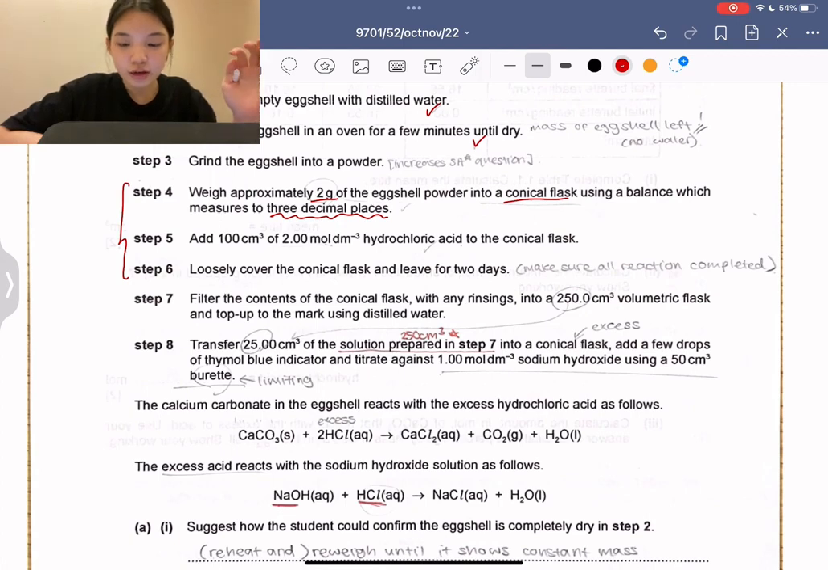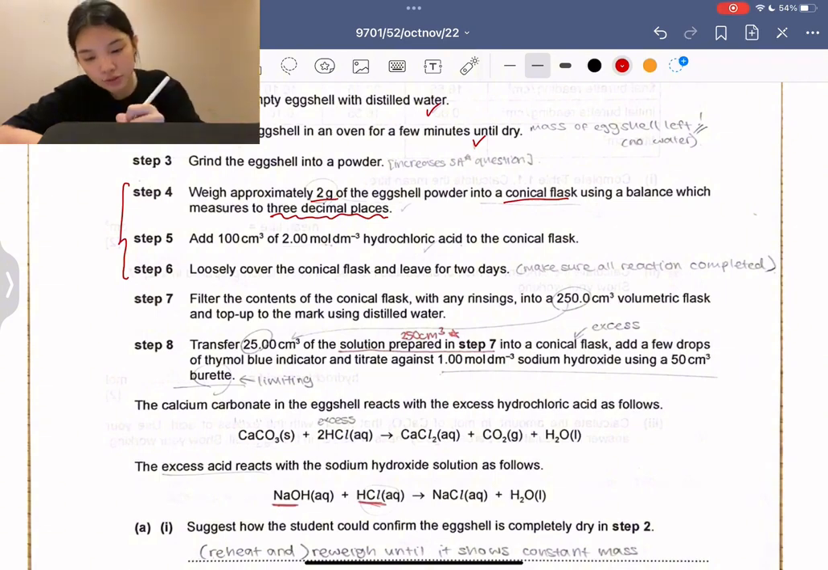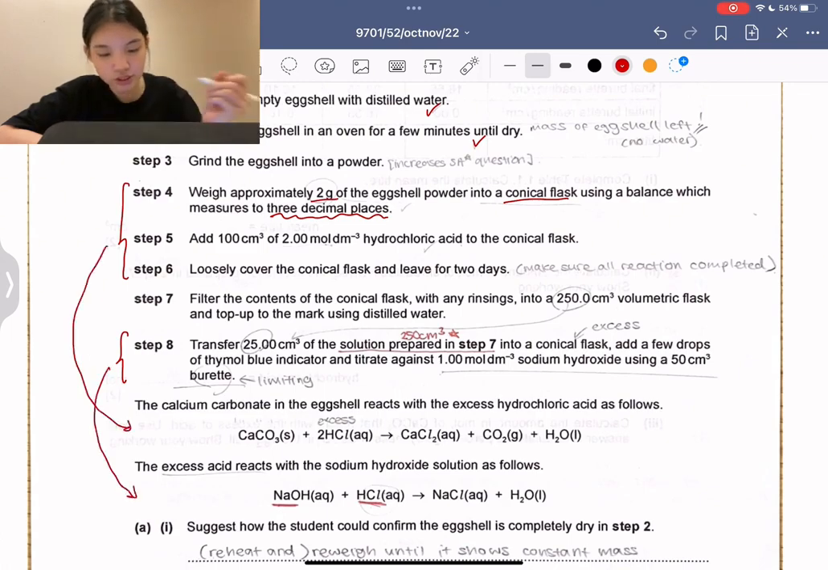Then filter the contents of the conical flask with any rinsings into a 250 cm³ volumetric flask and top up to the mark using distilled water. Then transfer 25 cm³ of the solution prepared in step 7 into a conical flask. Add a few drops of thymol blue indicator and titrate against 1 mol per dm³ sodium hydroxide using a 50 cm³ burette. So this is the second step. The first step is this. The second step is titration, this.